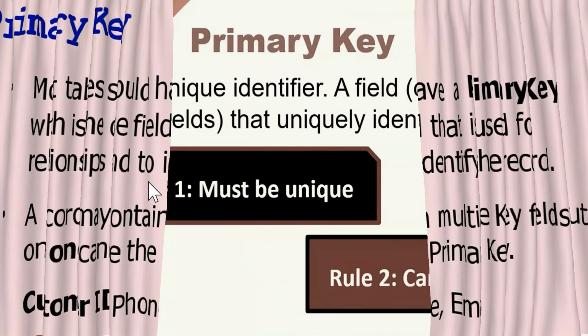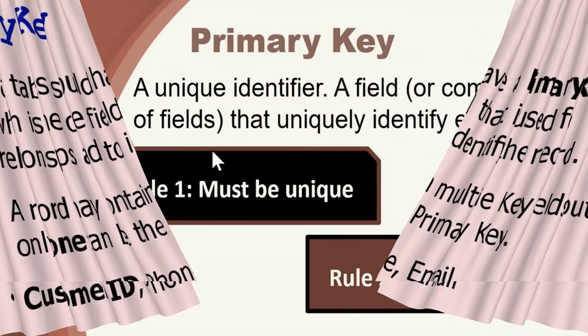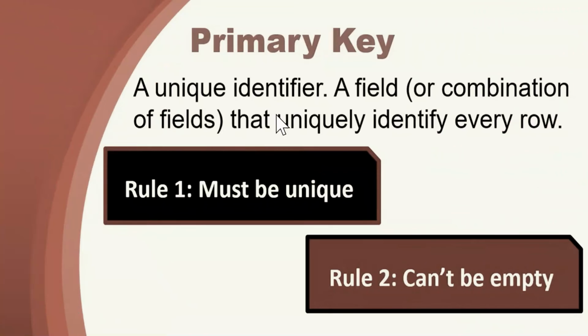This is the definition: any identifier that can identify every row. The first thing, it must be unique. The second one, it can't be empty. So that is the importance of that primary key.